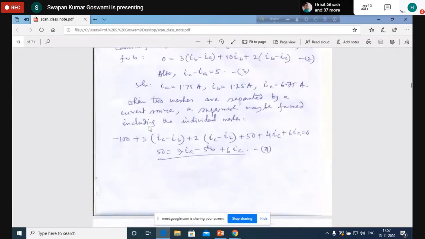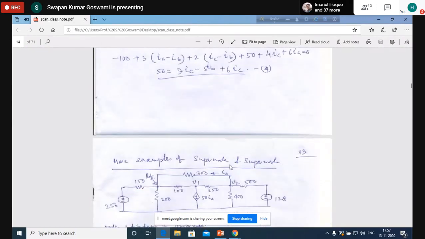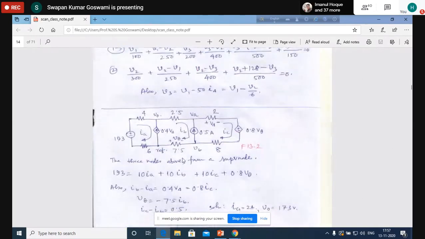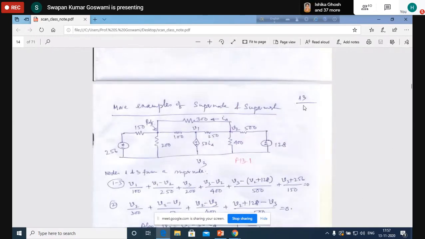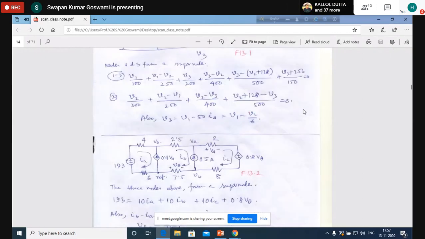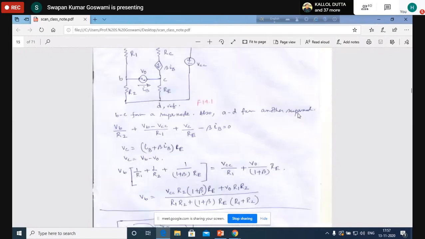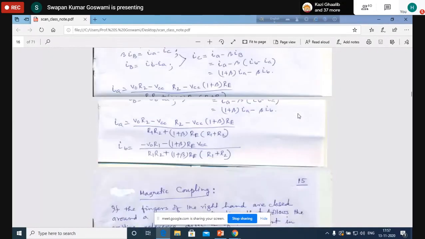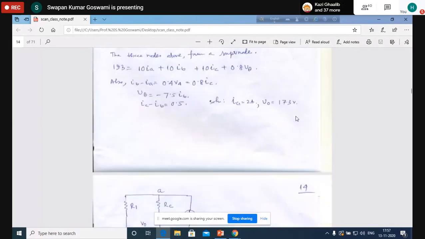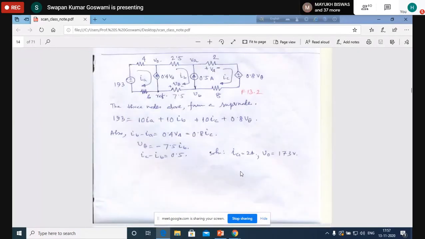So these are the expressions. Now again in page 13, you see that we are considering more equations. So I shall not proceed any further today. We will stop at page 12, and I shall ask you to go through these pages. The examples shown in page 13 and also in 14 are again examples of super node and super mesh. I shall explain this in the next class, so that will be helpful for you. So you first study this, go through page 13 and 14.